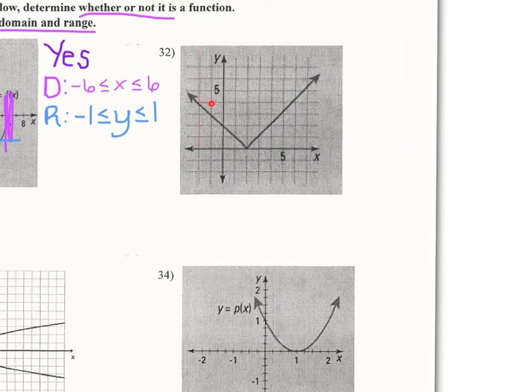So look at my vertical lines. Is there anywhere I'm drawing a vertical line where it would cross more than one time? Answer to that is no. So we would say yes, this is a function.